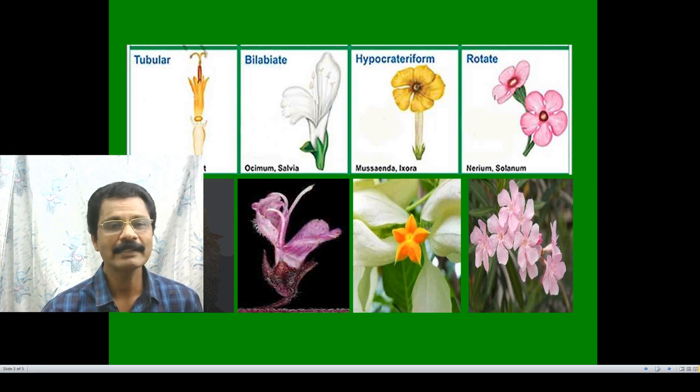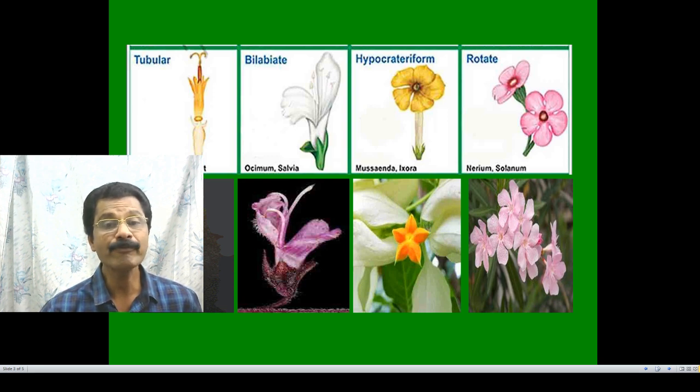Example, sunflower. Then bilabiate corolla. Bilabiate, you can see in the case of labiate members, now called Lamiaceae members, like Ocimum, Salvia. There you can see bilabiate corolla. See, this is Ocimum. Such corollas are called bilabiate corolla.